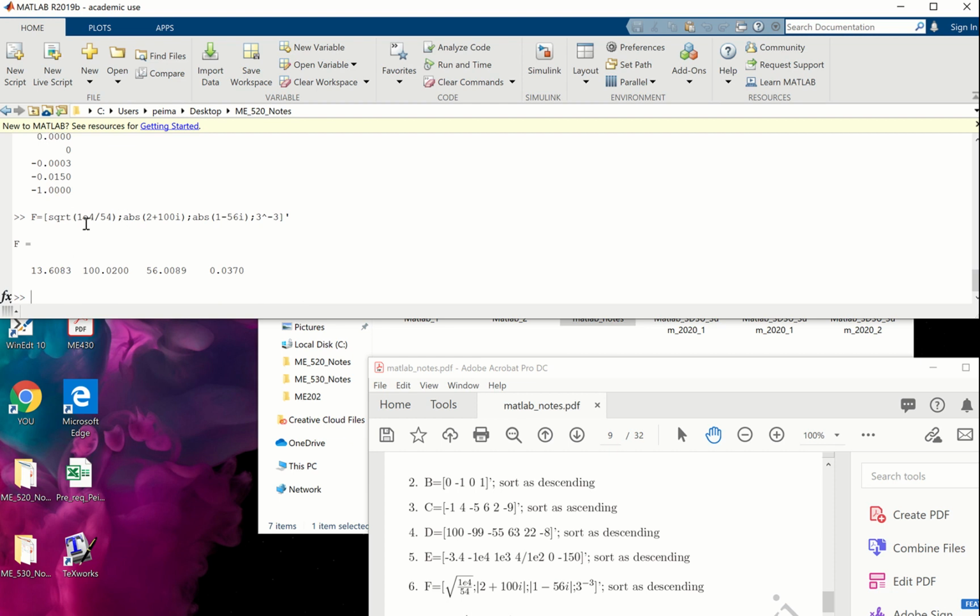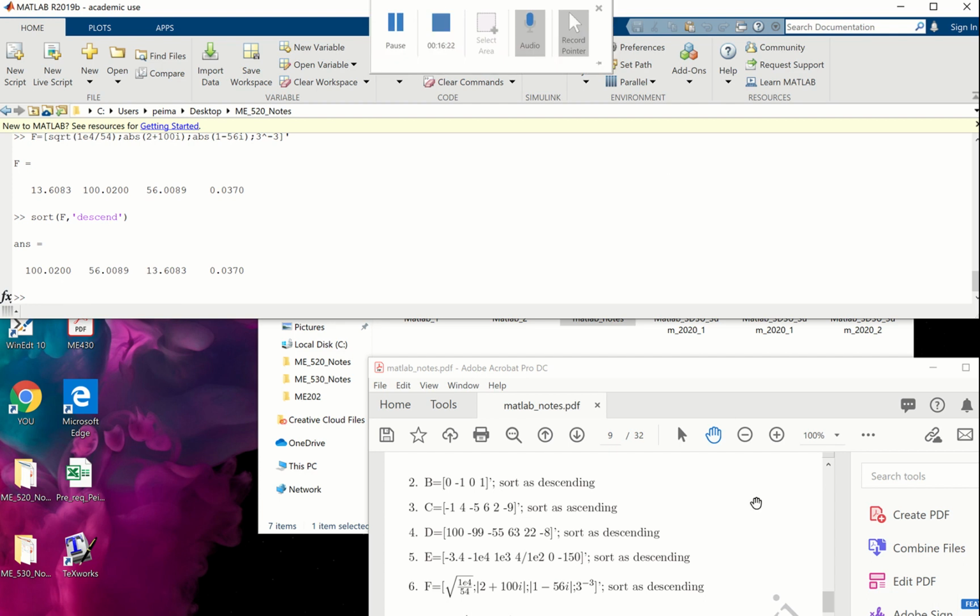Understand? Calculating this, putting here, calculating the absolute value, which is the square root of 4 plus 10,000. Here we go. The square root of 1 plus 56 to the power of 2. And this is what it is. So your f is this. Okay. Now sorting as descending. So descend. It's enough that you do this. And the largest number, 100 point blah blah, 56, 13, and this is the smallest number.